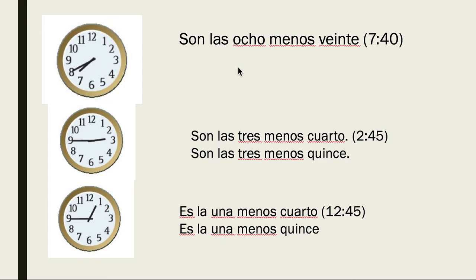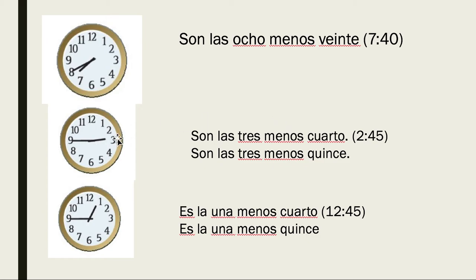So what you do is you go to the next hour. In this case, the next hour would be 8, son las ocho, add menos, which means minus, and then add however many minutes until that hour, until 8 in this case. So it's 20 minutes till 8 here, so we would say son las ocho menos veinte. It's 8 minus 20 minutes.